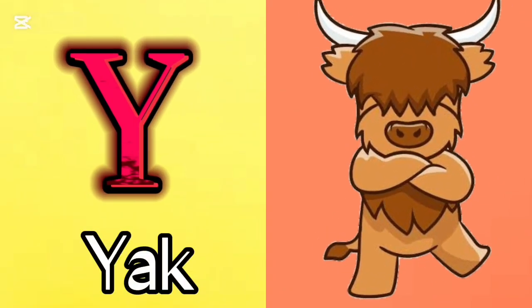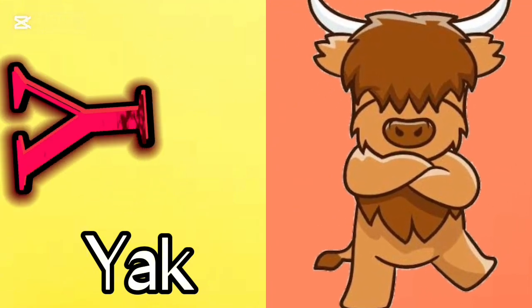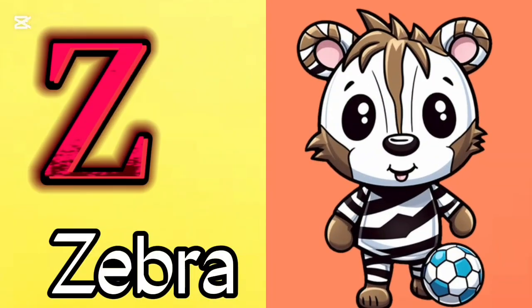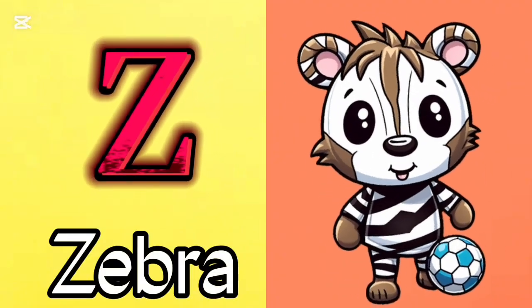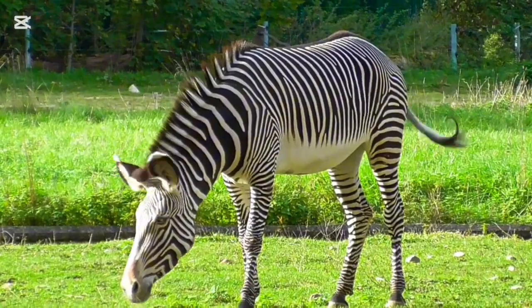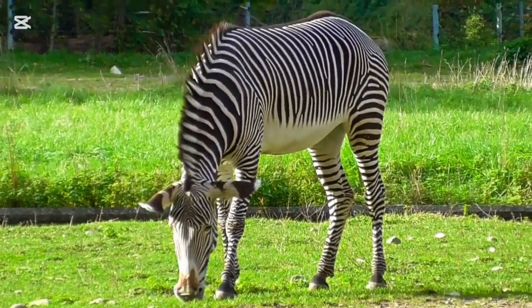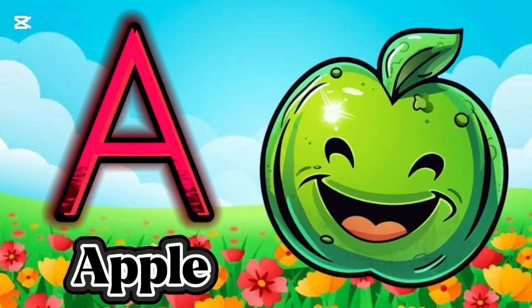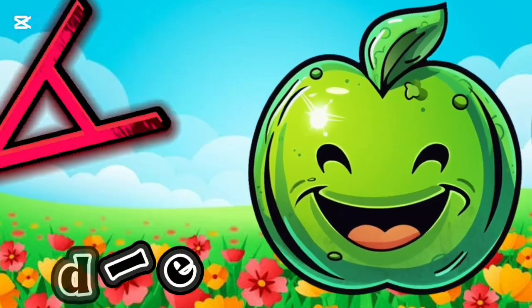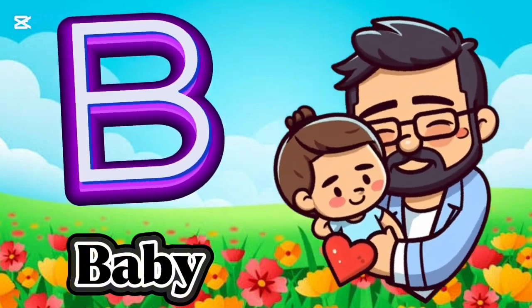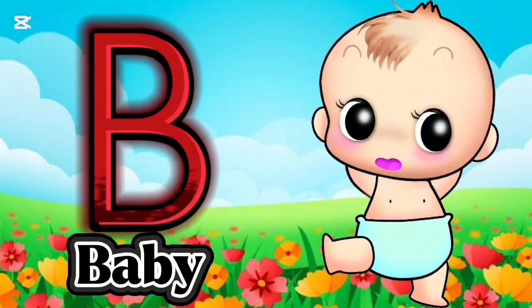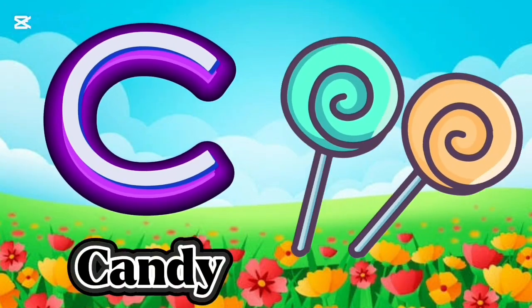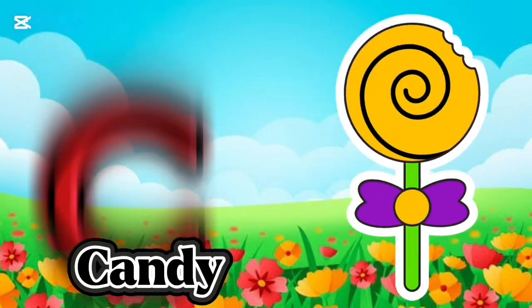Y is for yak. Z is for zebra. Zebra. A is for apple. Apple. A. Apple. B is for baby. Baby. B. Baby. C is for candy. Candy.